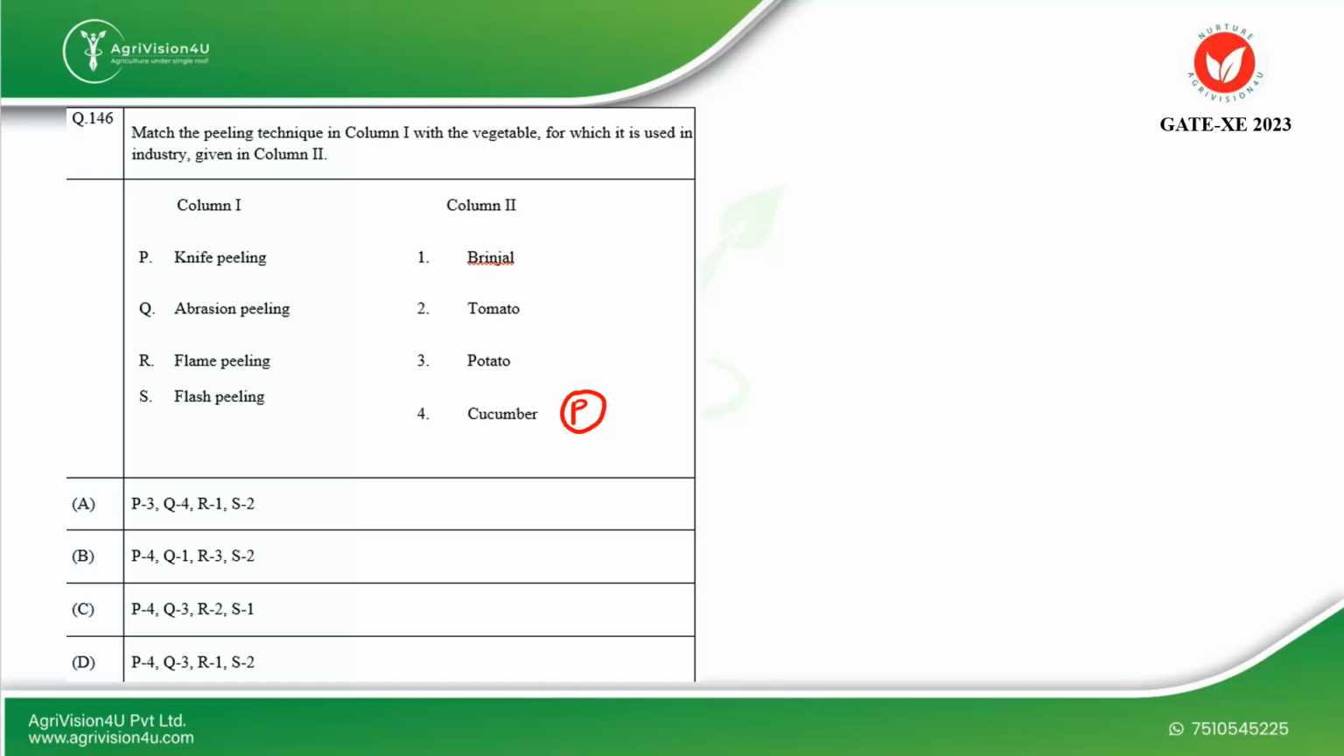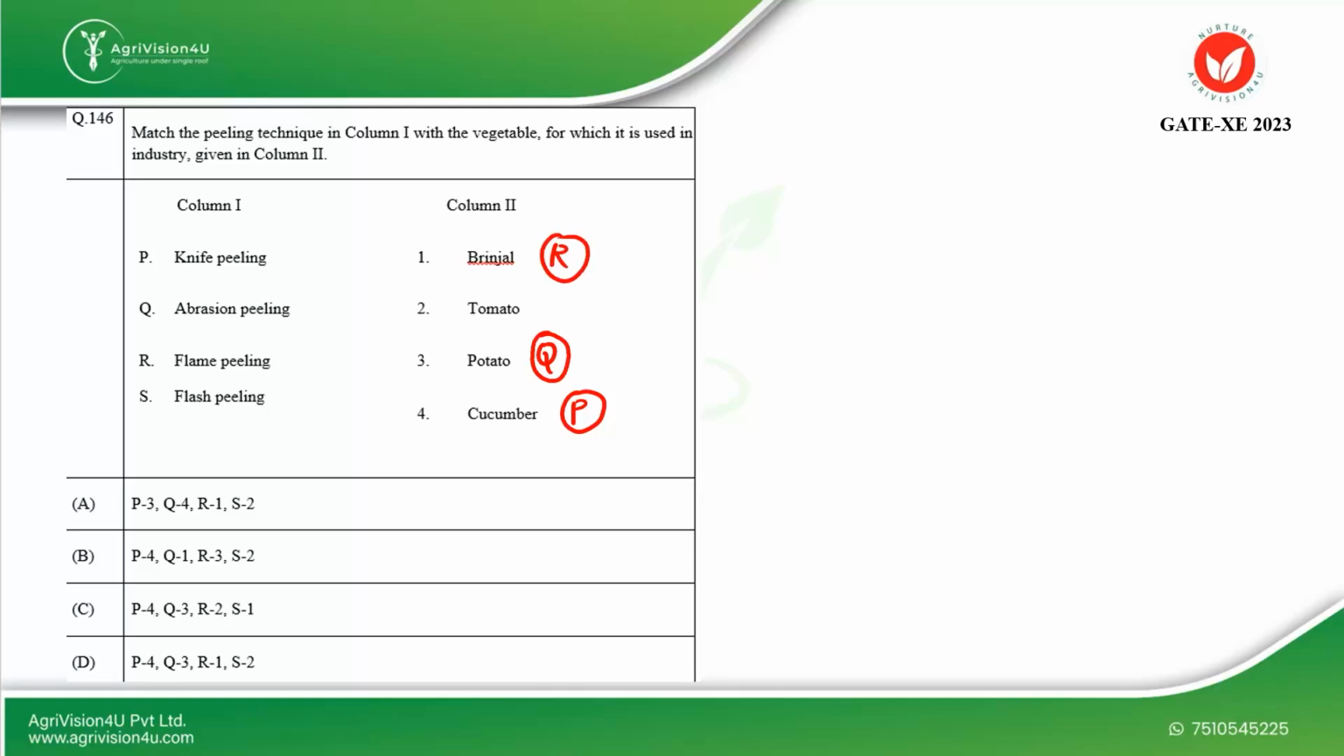So it is potato. Next, flame peeling. This technique involves basically the exposure of the vegetable to a flame to loosen the skins. So this we have also done in our home. This flame peeling is used for the brinjals basically. So it should be option number R.